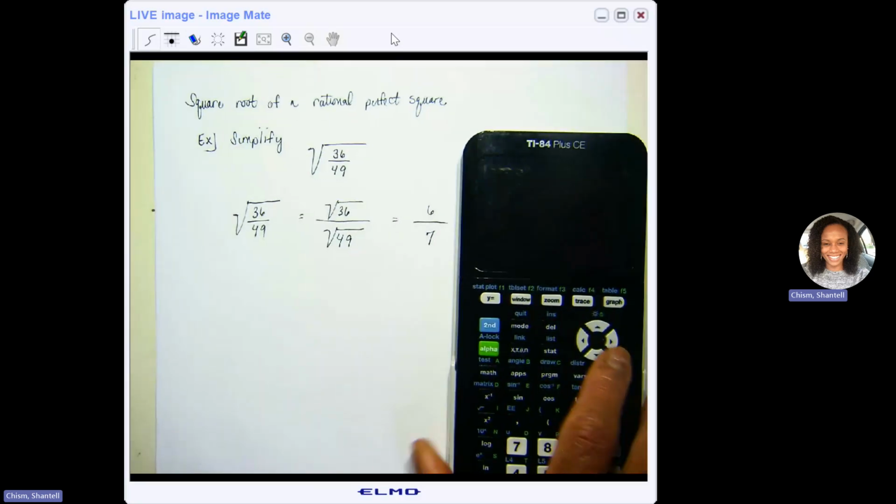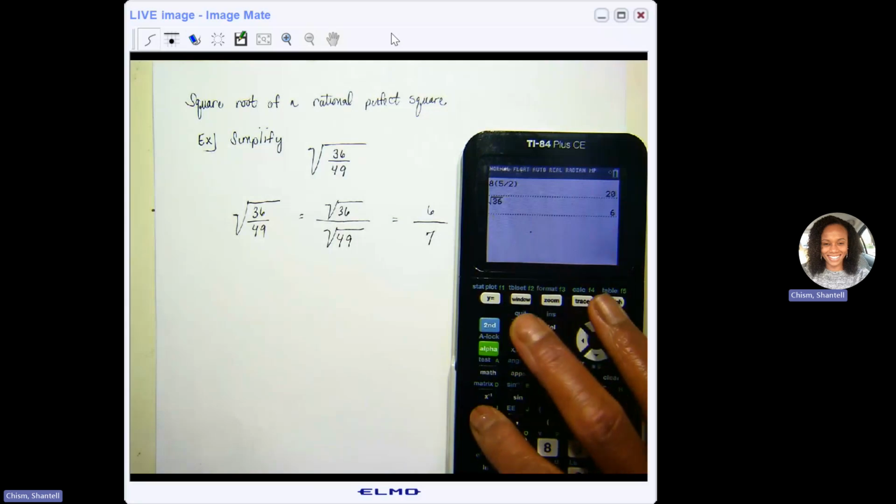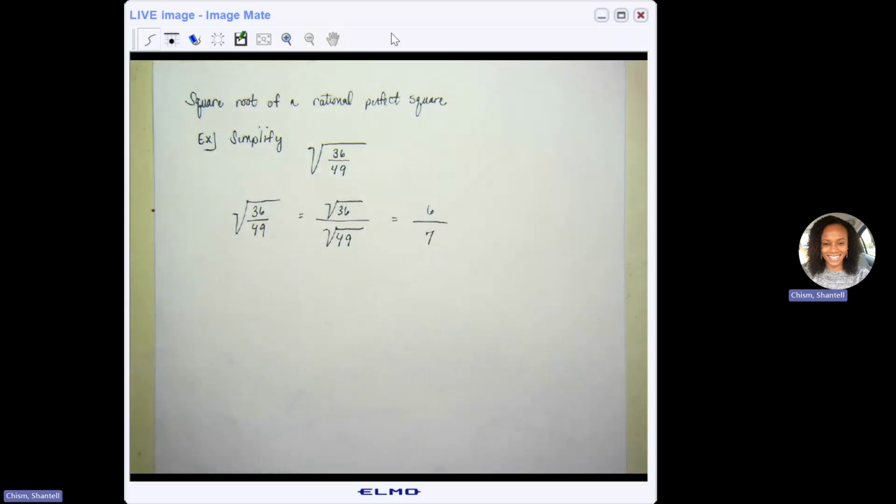And again, if you ever don't remember the perfect squares, you have your calculator. So square root of 36 and then square root of 49. And then 6 over 7 will not reduce any further, so that is your final answer there. And that leads us into lesson 8. That is the end of lesson 7.